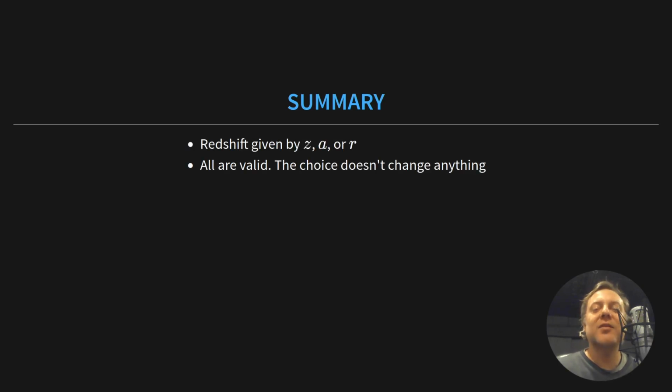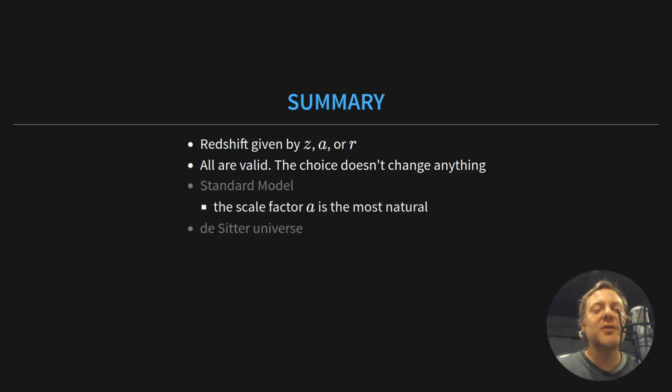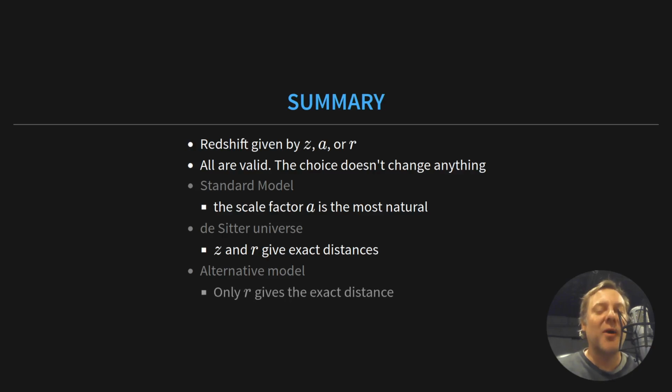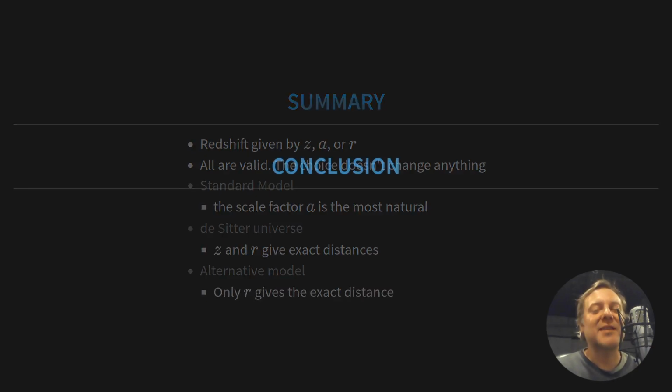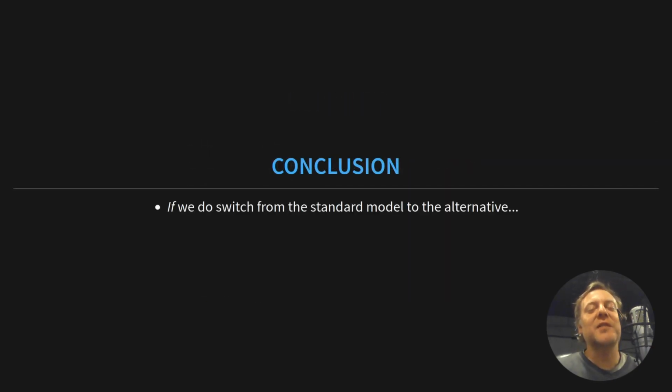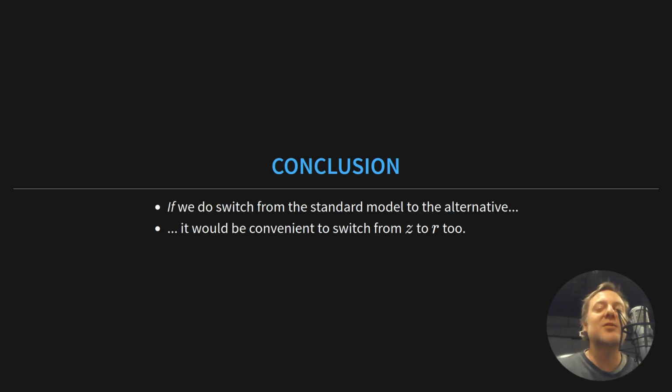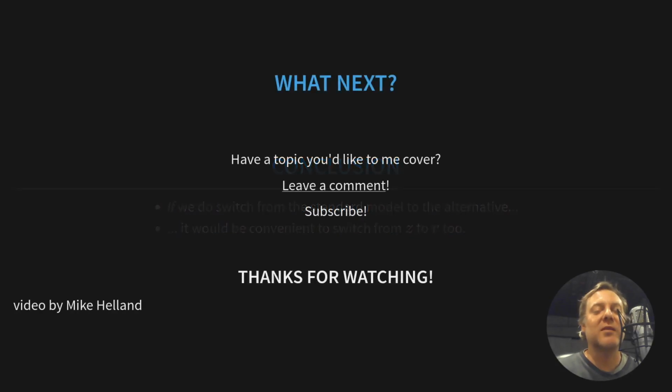In summary, redshift can be given by z, a, or r. All are valid. The choices don't change anything. In the standard model, the scale factor a is a very natural choice. In the de Sitter universe, z and r give exact distances, and in the alternative model, only r gives the exact distance. In conclusion, if we do switch from the standard model to the alternative, it would be convenient to switch from z to r as well.